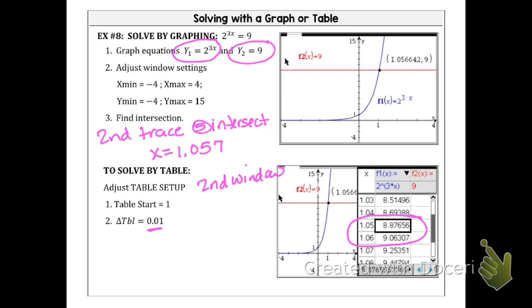Now if I wanted to get to that third decimal place, then what I would do is I'd go back here and change my table start to that 1.05 and change my change in the table to 0.001. And then when I go in and look at my table, that's going to give it even closer, so that I can estimate a better answer. And I would just pick whichever one was closest to the 9. All right, so that's how you can tell it by your table.